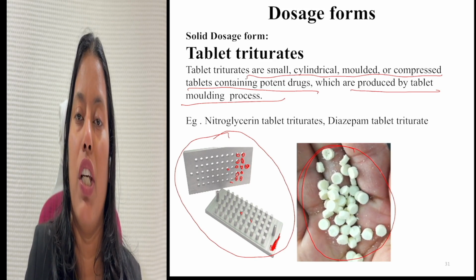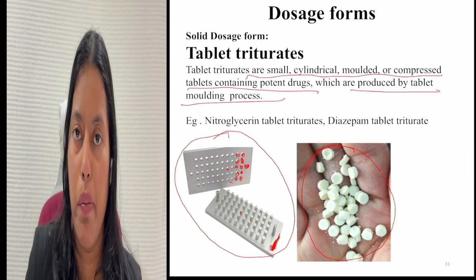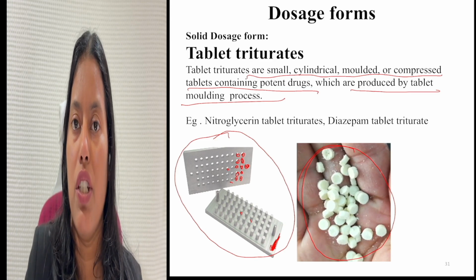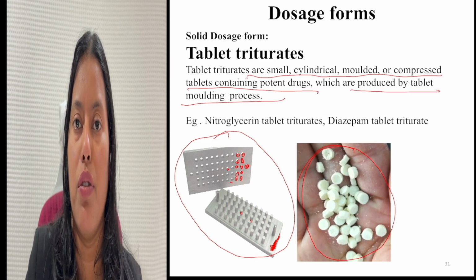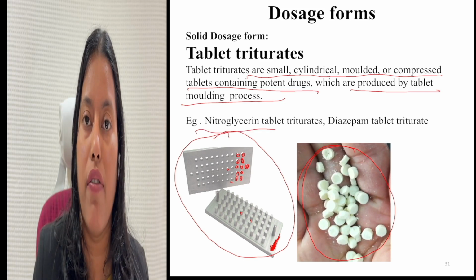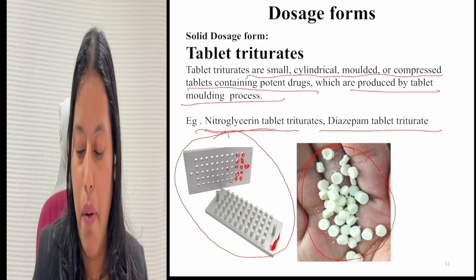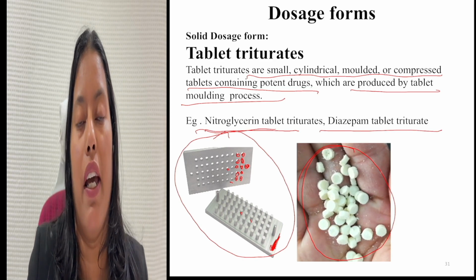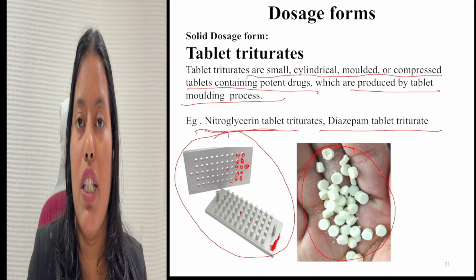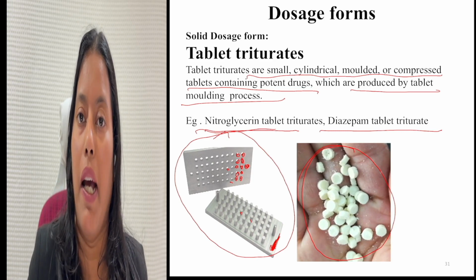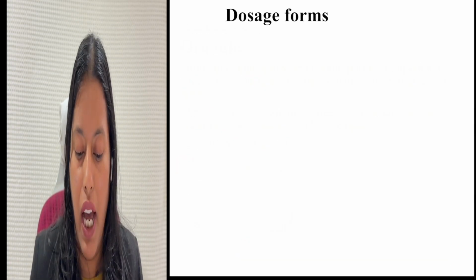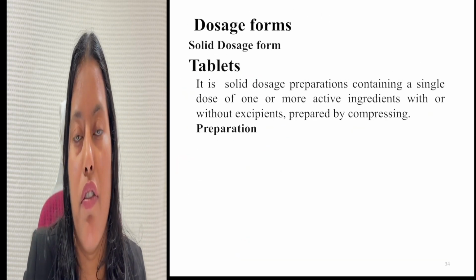On the label, you have to mention the drug content in each tablet triturate, then the storage conditions for that tablet triturate. Various examples are nitroglycerin tablet triturates and diazepam tablet triturates, which you can prepare in the lab. So that is the molded tablet, or the tablet triturate. Next you have the tablet dosage form.